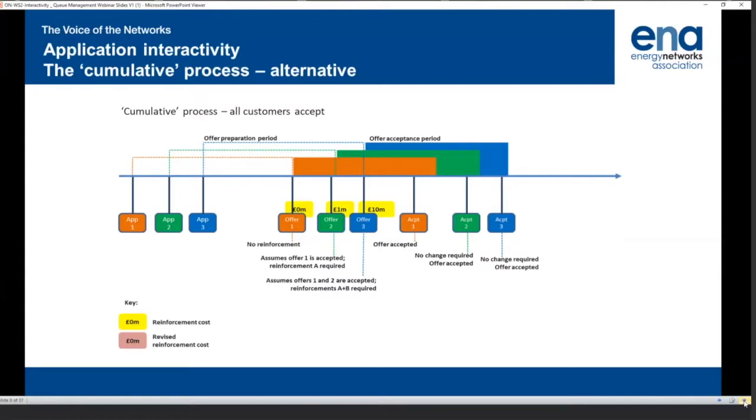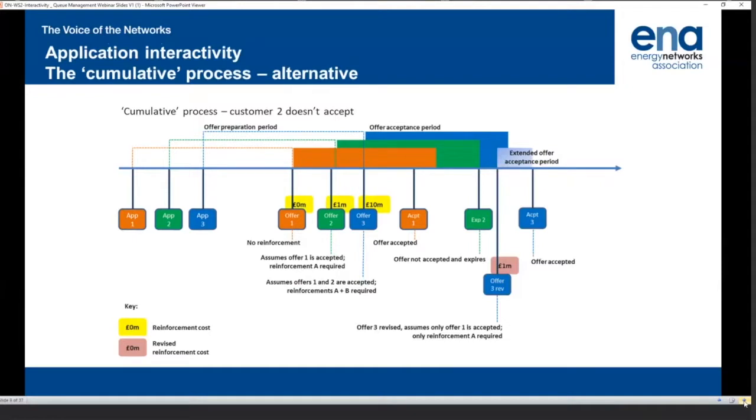So the scenario on the screen is showing the easiest process, where all 3 customers accept their offer. So customer 1, 2, and 3 accept their offers. There's no changes required. All the offers were accepted, and no reinforcement was needed in that particular example. If we go to the next slide, Daniel.